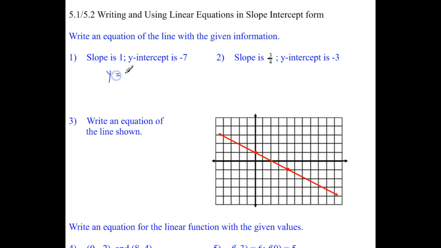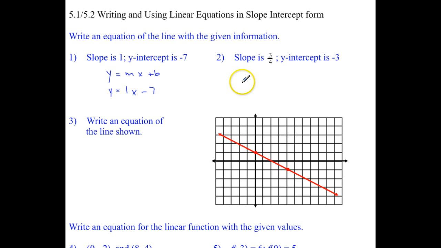We know that our slope-intercept form is y equals mx plus b, and the m is the slope, so I'm going to replace my m with a 1. B is my y-intercept. I'm going to replace that with a negative 7 or minus 7. So that's it for number 1.